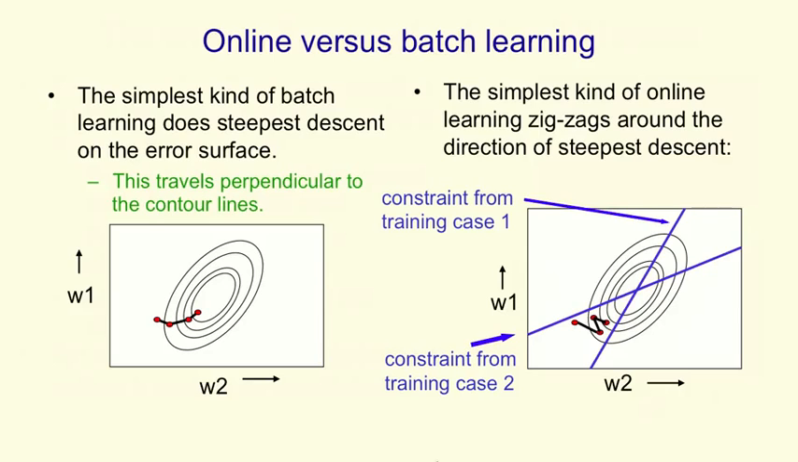If we then consider the other training case, we'll move perpendicularly towards the other line. And if we alternate between the two training cases, we'll zigzag backwards and forwards, moving towards the solution point, which is where those two lines intersect. That's the set of weights that is correct for both training cases.